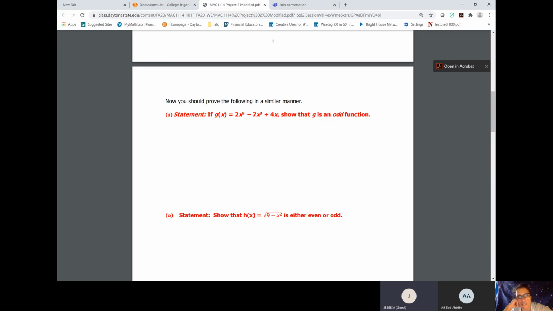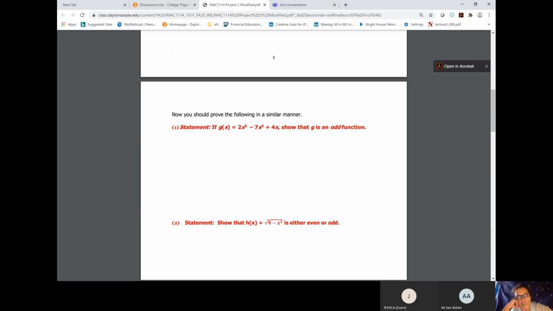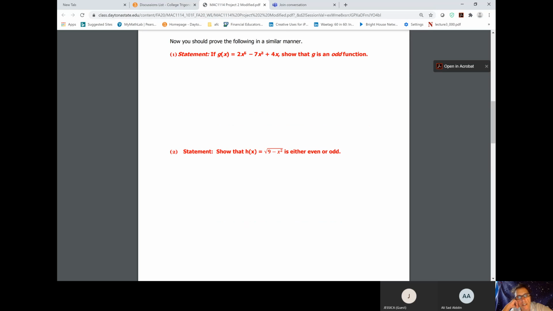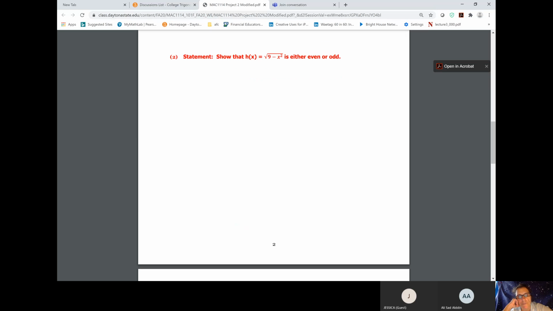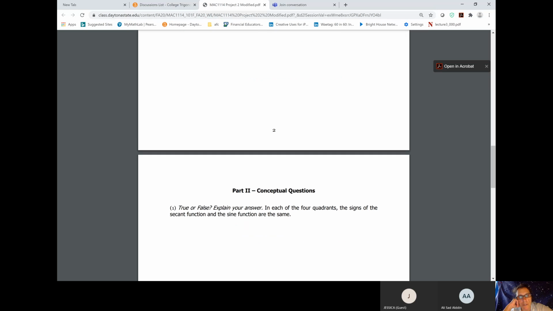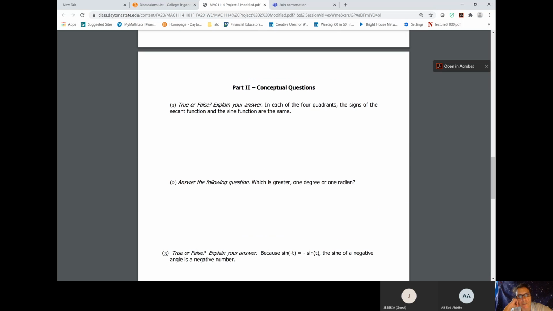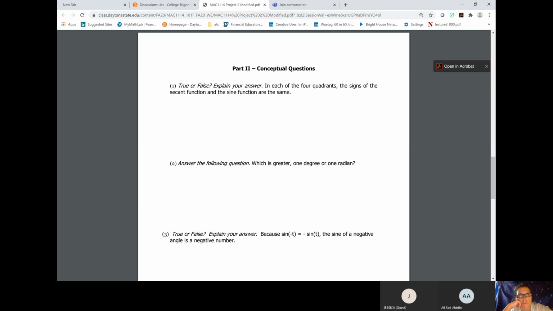There you go. So for the first part, you have to prove that the first statement is an odd function, and show that this one is either odd or even. And then for part 2, there are some true-false questions that you have to explain why they are true or false. Like number 1 says, in each of the 4 quadrants, the signs of the secant function and the sine function are the same. You say this is either true or false, and then you explain why.